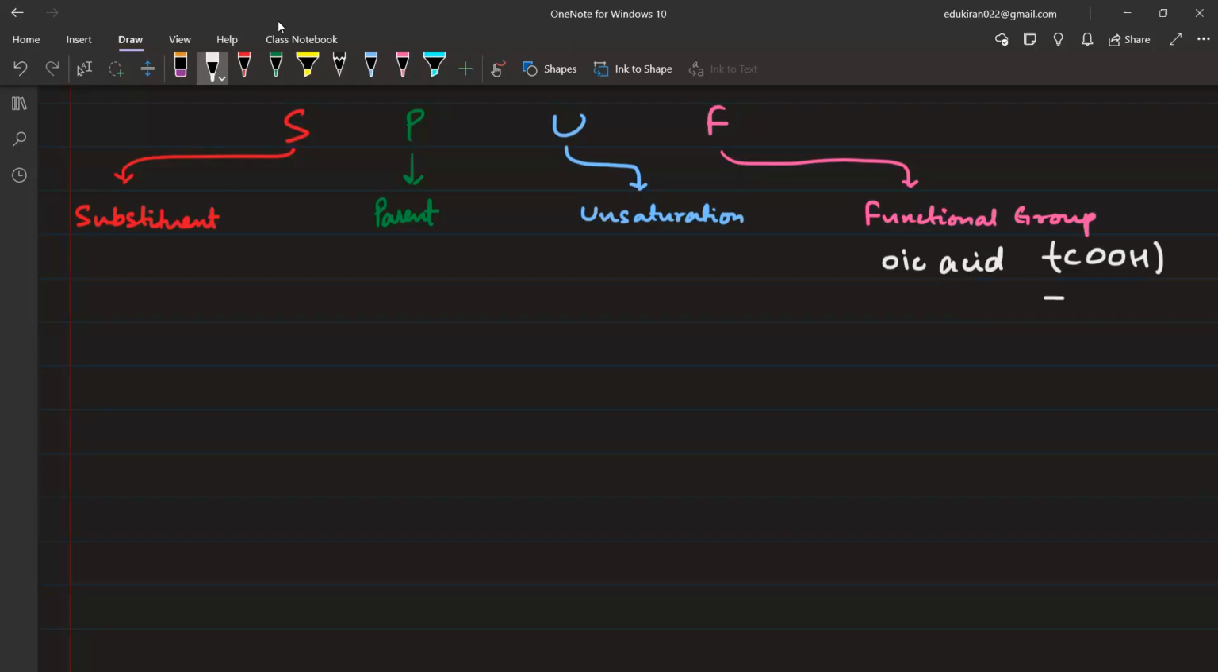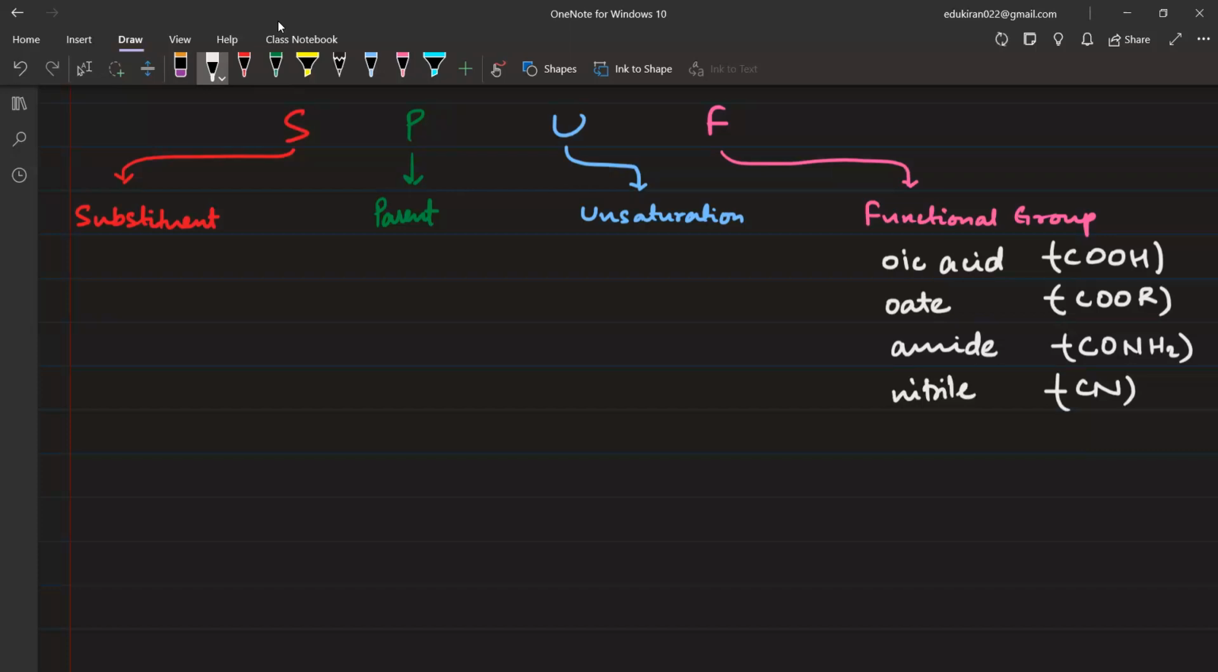Next, in the priority order, it comes ester. And for this, you are going to write oate. Next in the priority order is amide, which is CONH2. For this, we write amide. Next, we have nitrile, which is CN. If CN is present, tell me. This is the priority table.